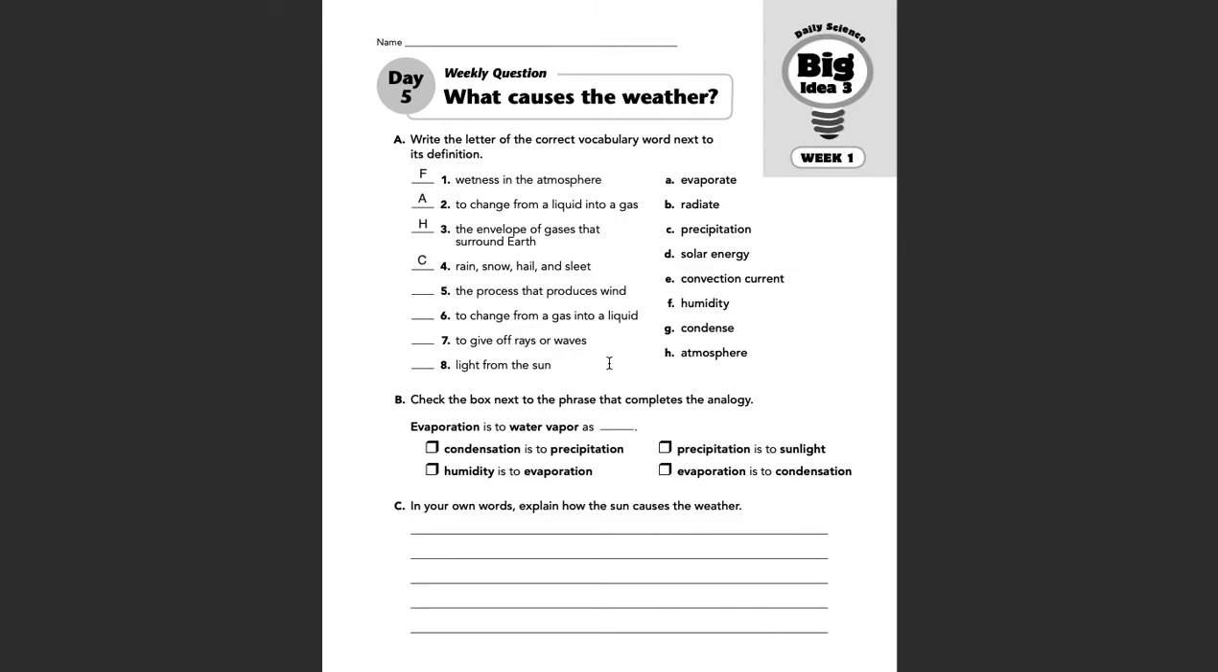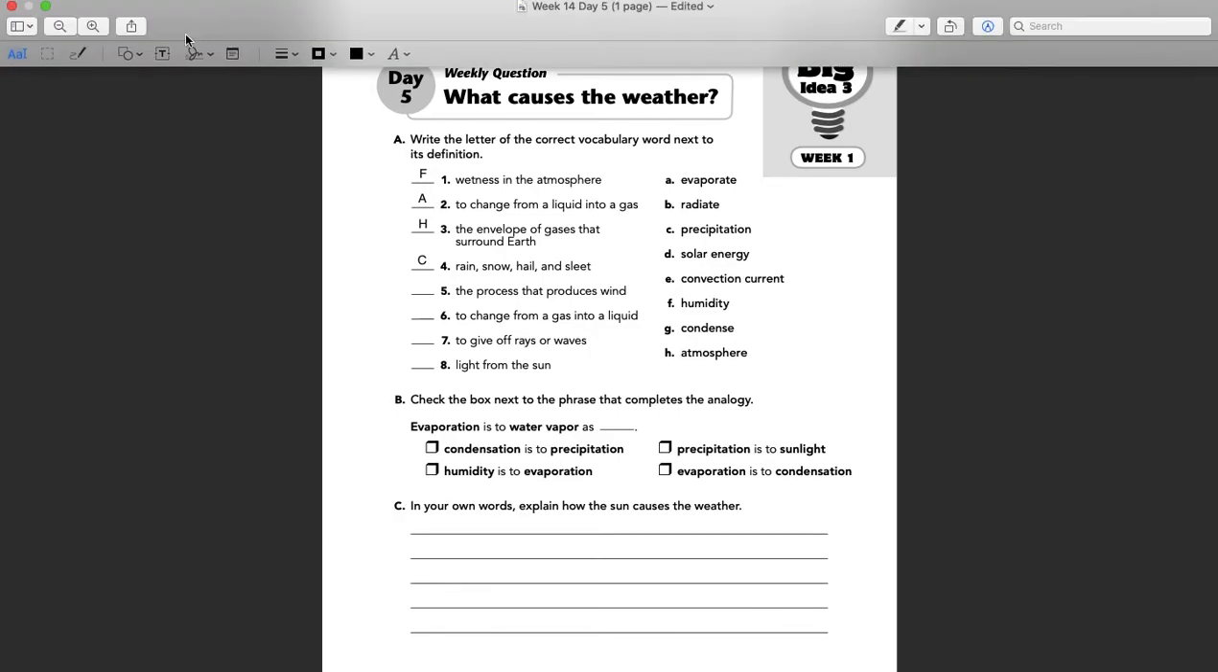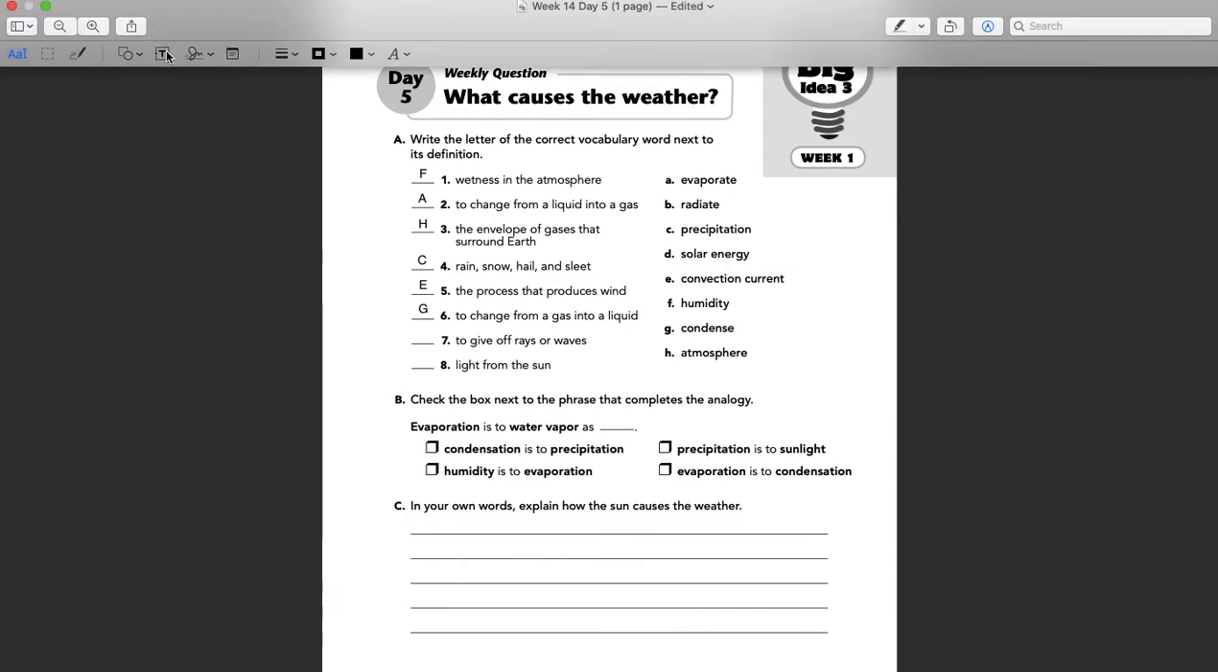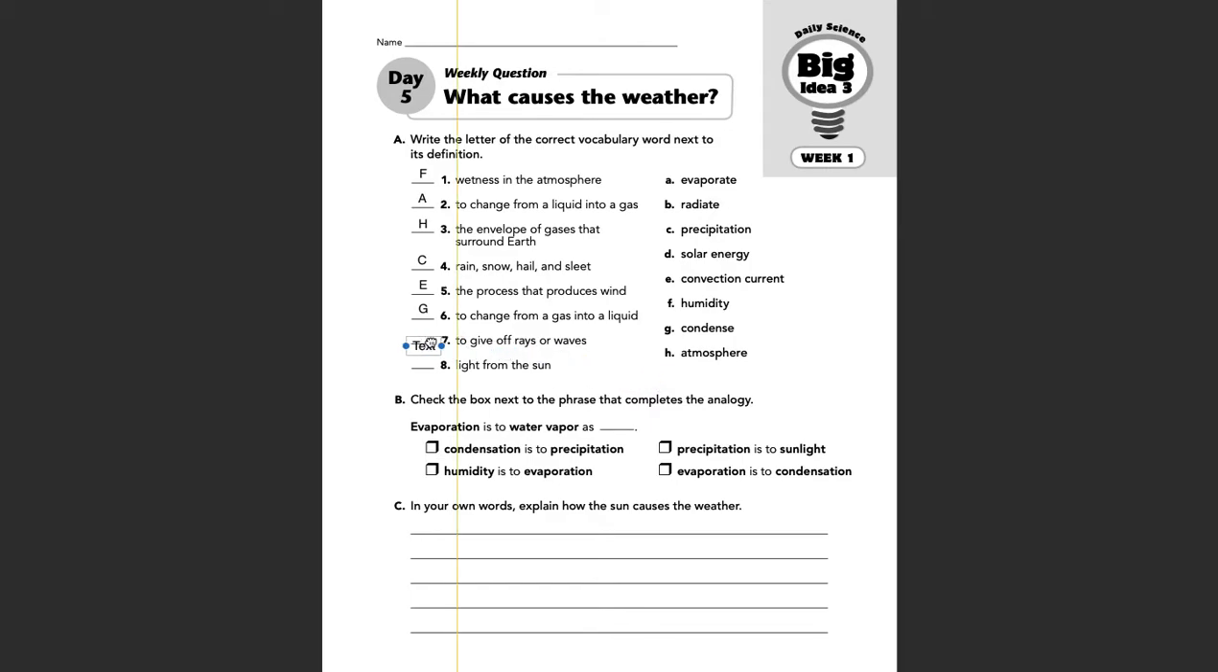The process that produces wind, that's our convection current, so E. To change from a gas to a liquid, that's when it condenses, so G. To give off rays or waves, that's to radiate, so B. Light from the sun, solar energy, last one, D.